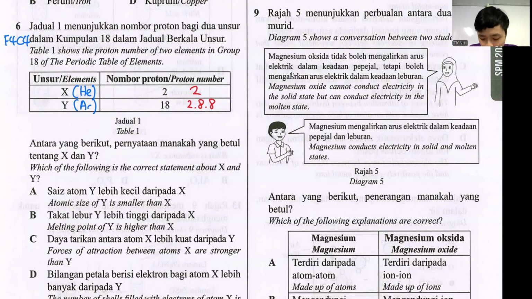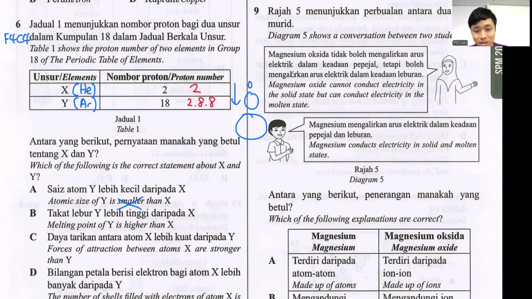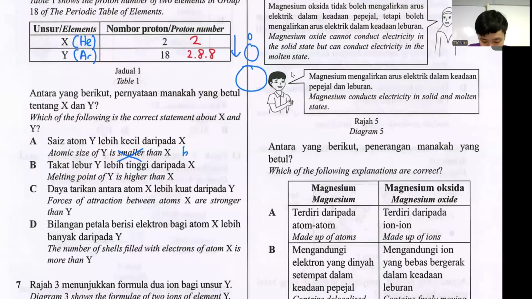Okay, so down the group, normally size increases. So it means argon has the bigger size compared to helium. So if they say X and Y is smaller, that is wrong. Okay, Y is supposed to be bigger. Pen not working. Okay, supposed to be bigger.